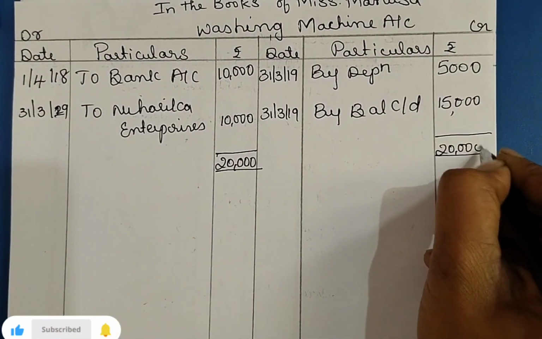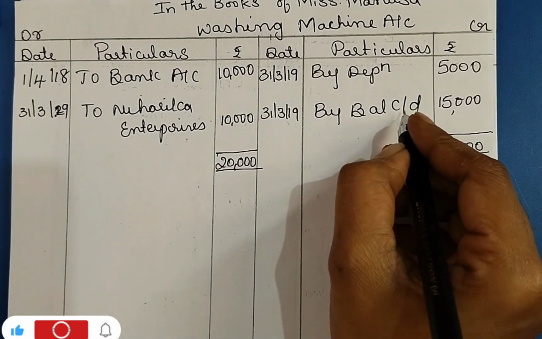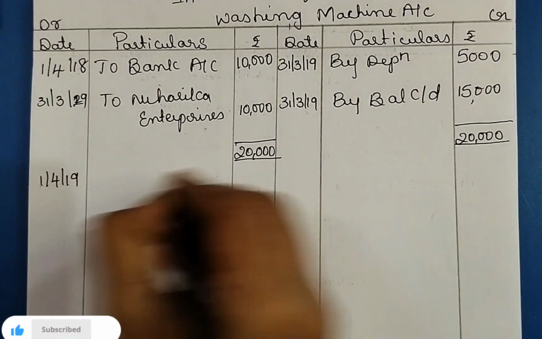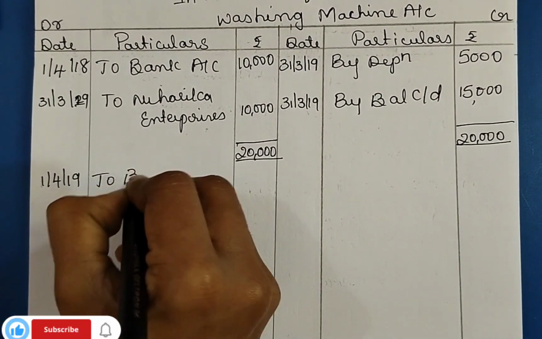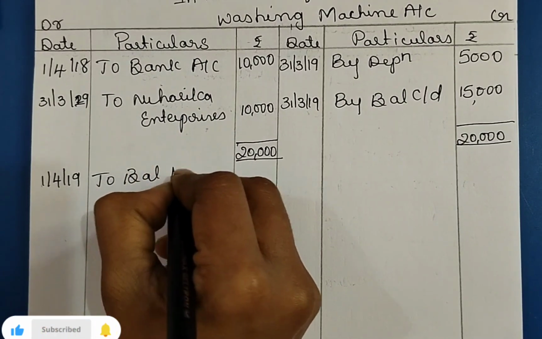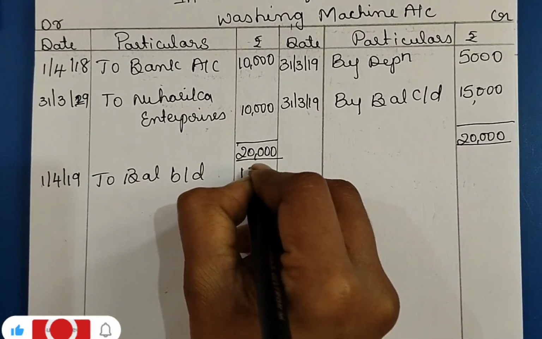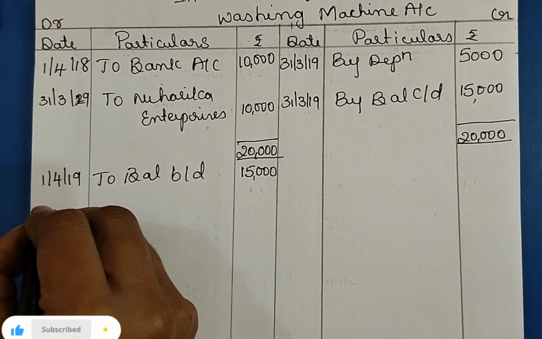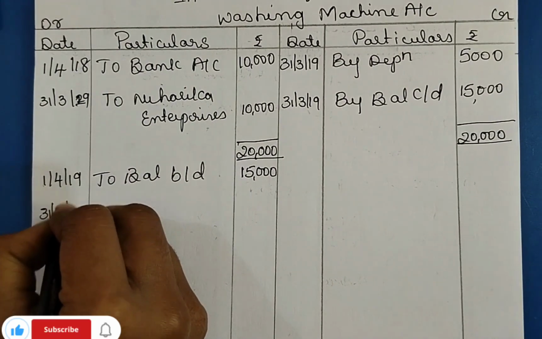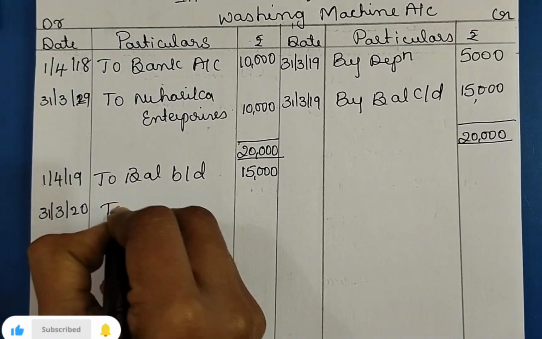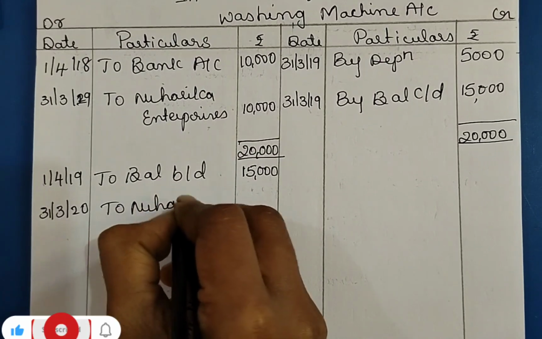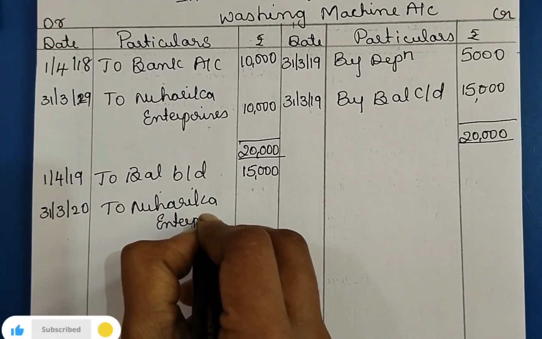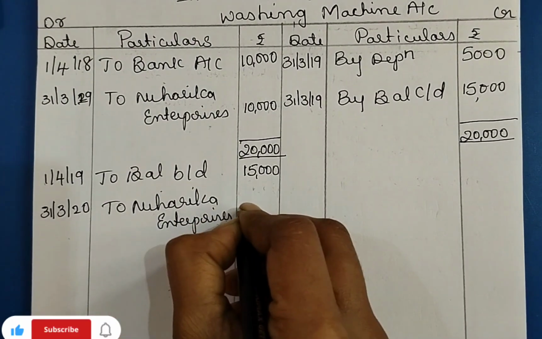20,000. First we are bringing down the balance on 1st April 2019: to balance brought down 15,000, and the second installment on 31st March 2020 to Niharika Enterprises, just 10,000.